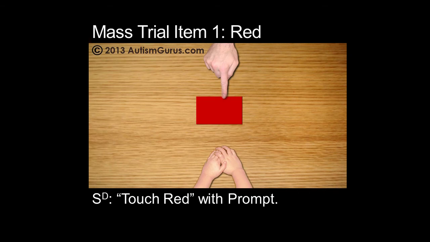All right, let's get started. Gather required materials and reinforcers, call the child over to the table, place a target card on the table. Present the SD, touch red. Remember to immediately prompt. It's very important with the early learner that you always immediately prompt. This will keep the child successful and prevent them from failing.